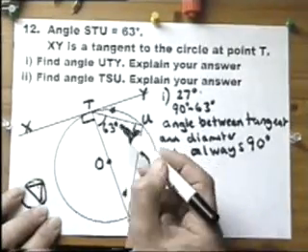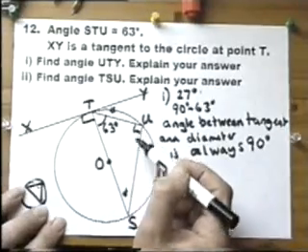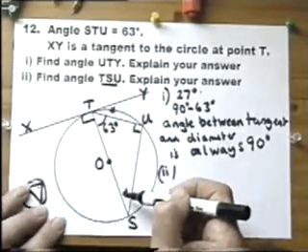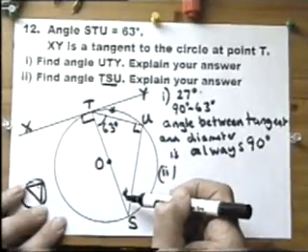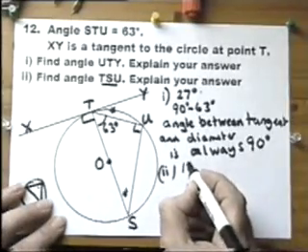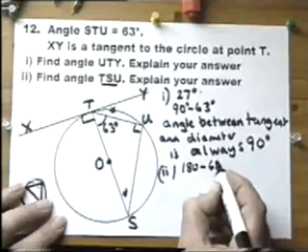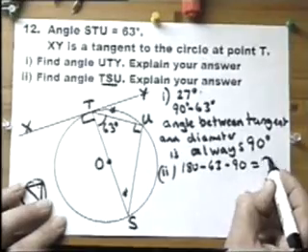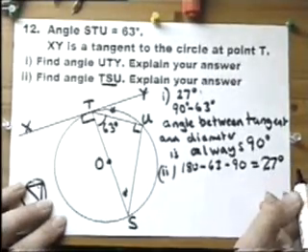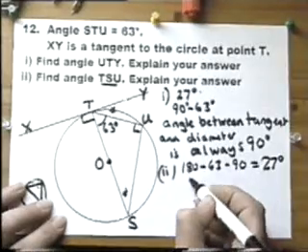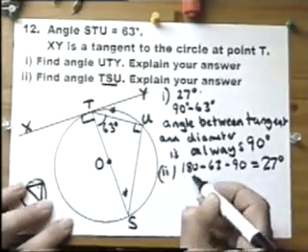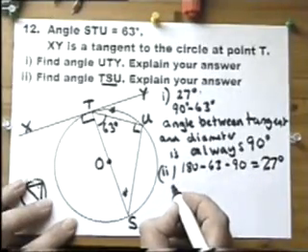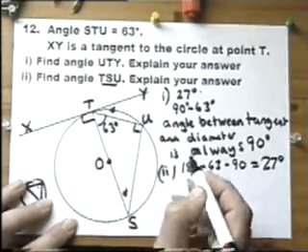So if that's 63 and that's 90, the angle I'm after, the angle TSU, is 180, take away 63, take away 90. So that's my working out, isn't it? 180, take away 63, and take away 90. And that'll give you the answer 27 degrees. But like I said before, this is not the reason, this is the working out. The reason is the angle fact that I've used.